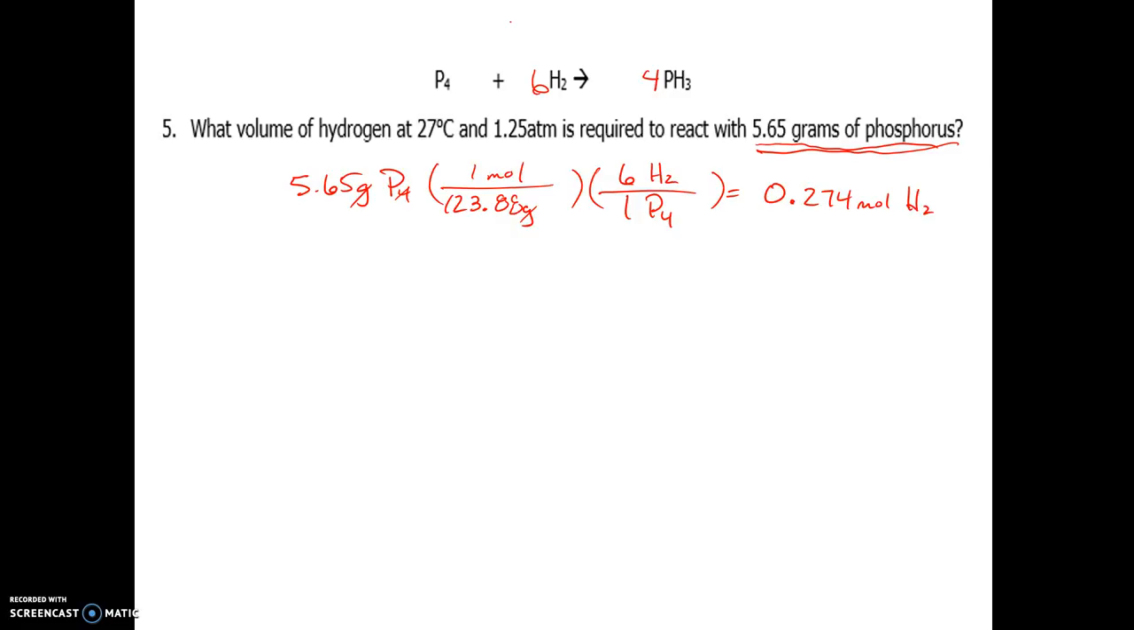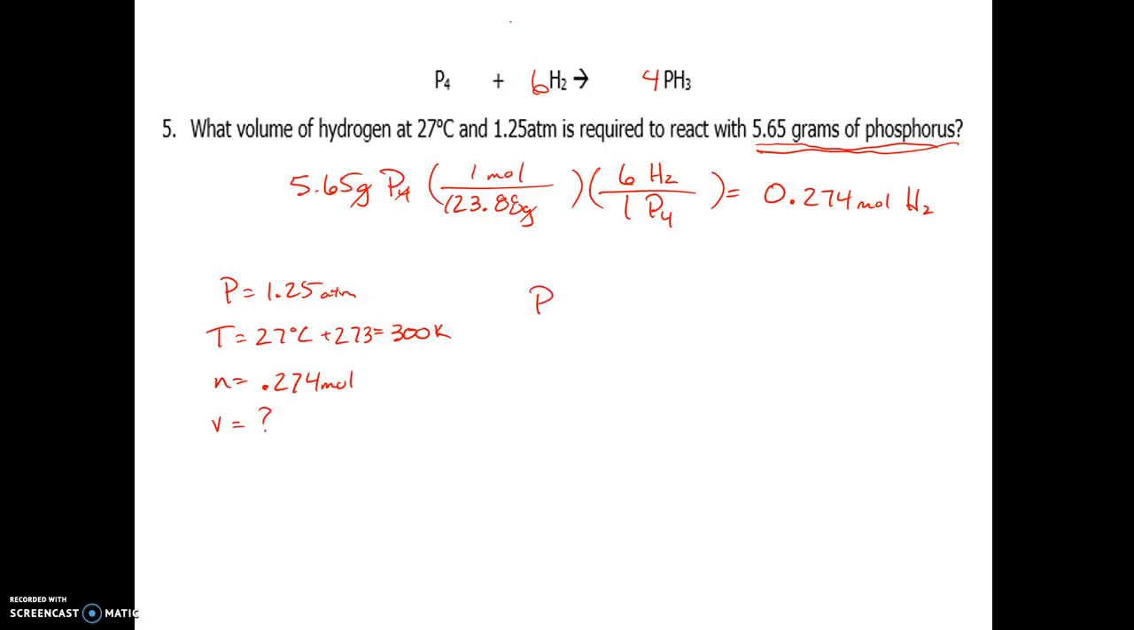Now, since we have this mole value, when we think about the other things that we have for hydrogen, it tells us we have a pressure of 1.25 atm, we have a temperature of 27 degrees Celsius, which remember we should add 273 to, which would give us 300 Kelvin. And then we just figured out we have a number of moles of 0.274.